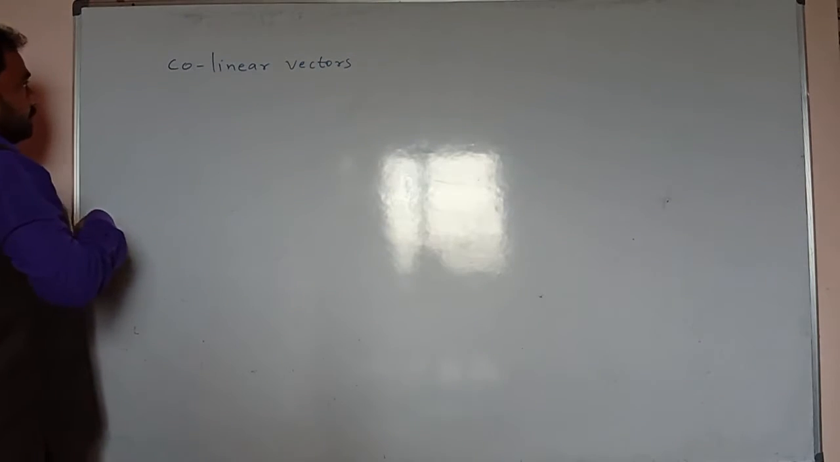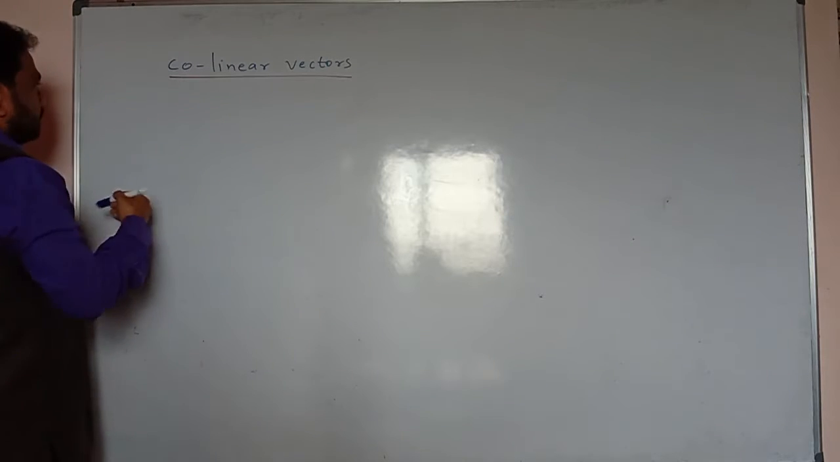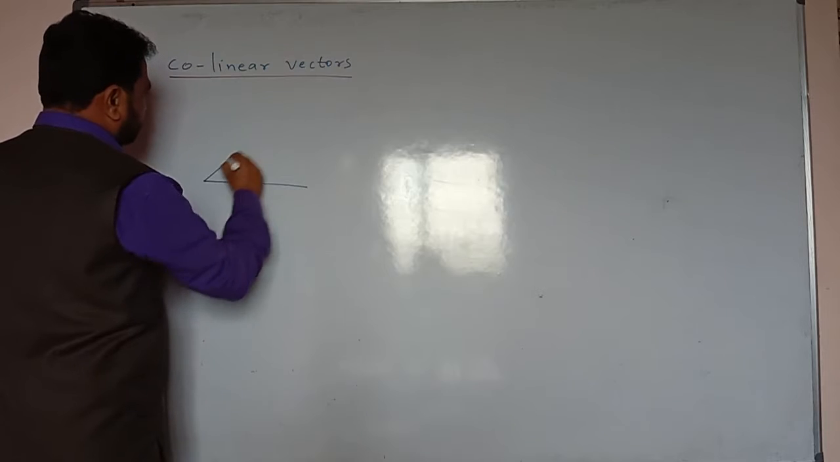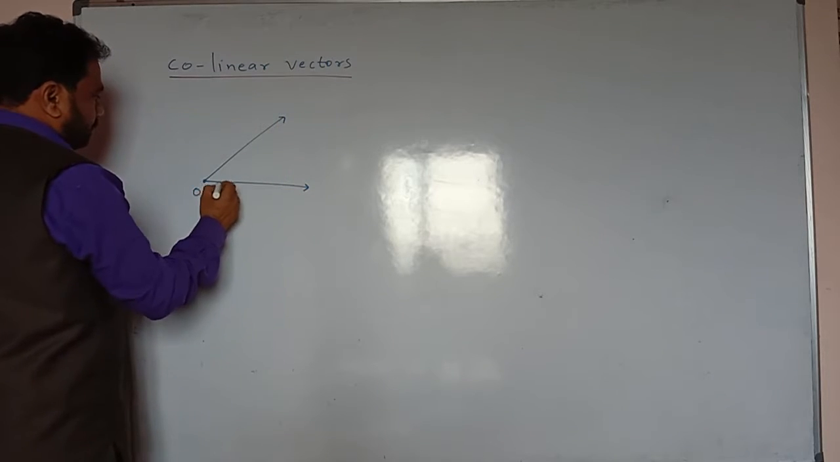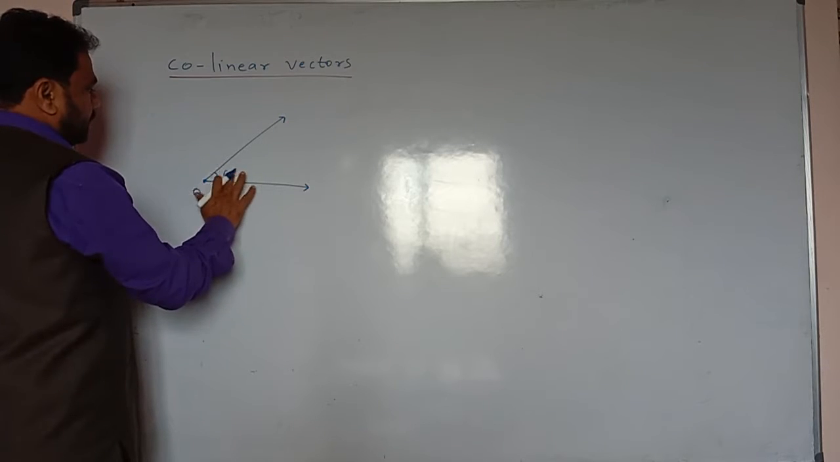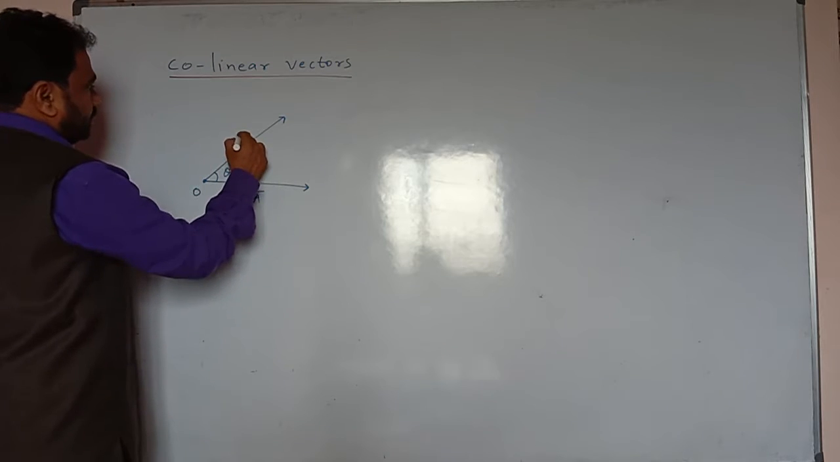In that case, draw two vectors which start from a common point. So these are the two vectors. They start from point O, and theta is the angle of inclination between these two vectors.